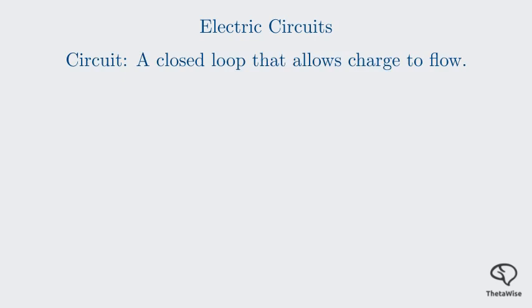An electric circuit is a closed loop that allows charges to flow. We use a battery to provide a potential difference, or voltage, which pushes the charges around the loop. This flow of charge is what we call electric current.